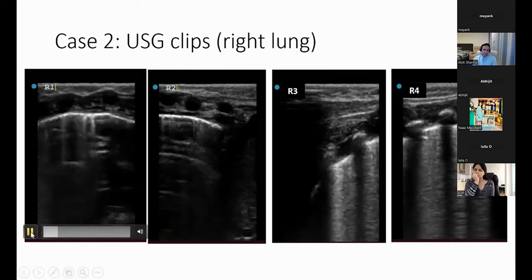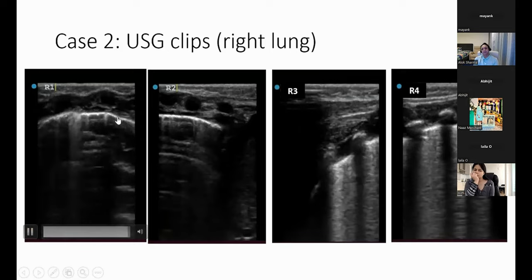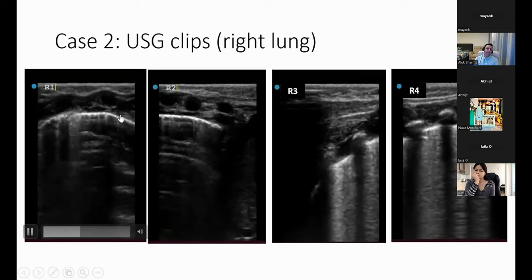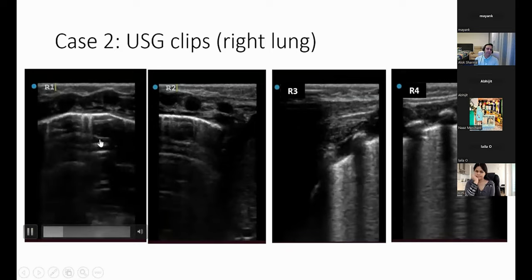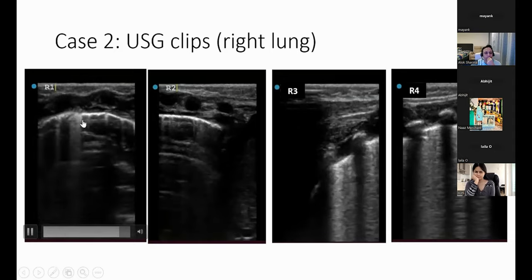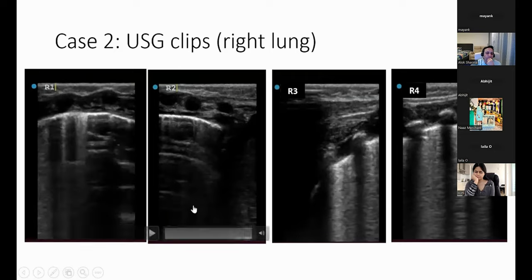Okay. Very nice. In the R1 area, I can see a little bit of irregularity in some parts of the pleura, but mostly the pleural line appears normal and sliding well. I can appreciate A lines as well as B lines, and these B lines are more than three in a single rib space. So I would classify this as AB profile, but I do not find any consolidation or any effusion. Coming to the R2 area, again the pleural line is well demarcated and sliding well. This is predominantly A profile, and I feel that these are some comet tail artifacts.